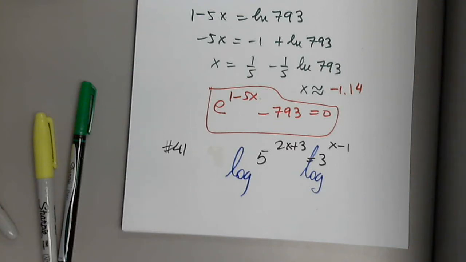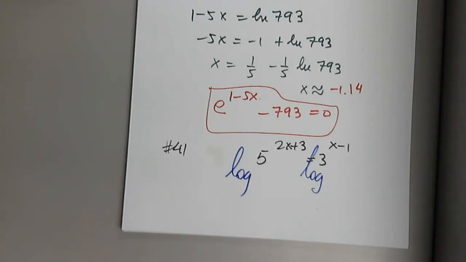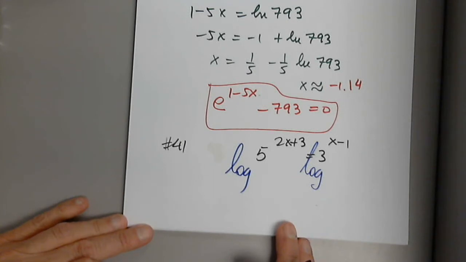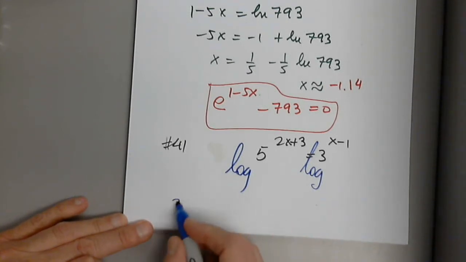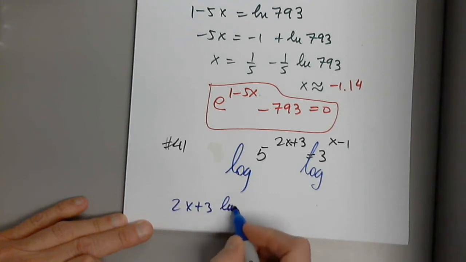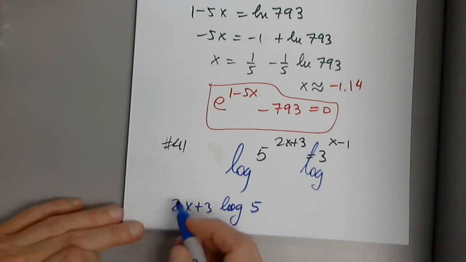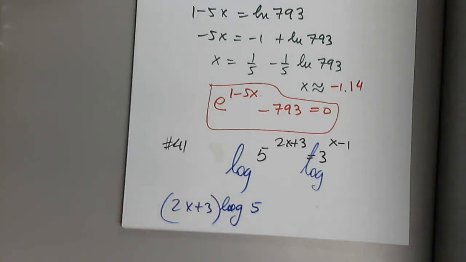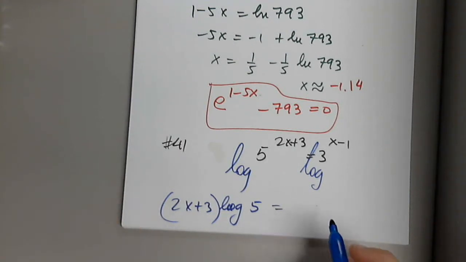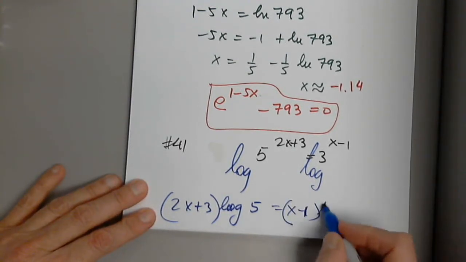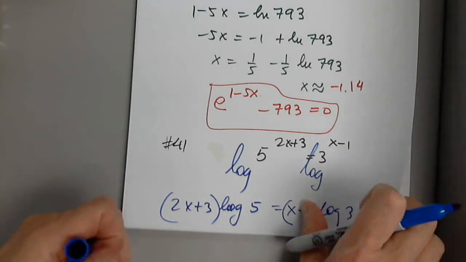So what happens? What do I have to write? If I write it like this, this would be wrong. Why? Exactly. Because if I don't put parentheses, only 3 is the factor of log 5. But I want the factor to be 2x plus 3 because 2x plus 3 was the power of 5. What about the right-hand side? x minus 1 in parentheses, log 3. Awesome. Well done.